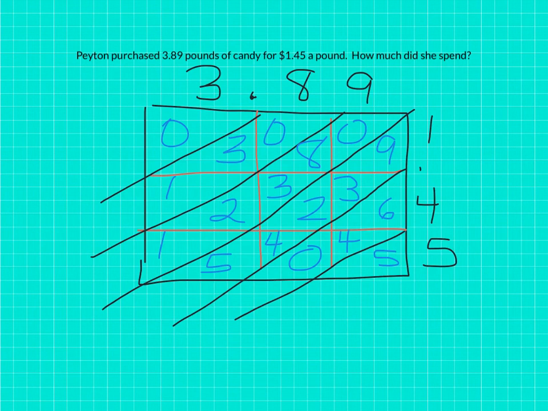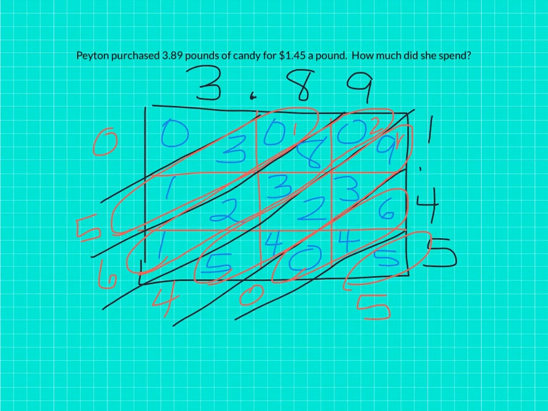So now I'm going to add along my diagonals. 5 plus nothing is 5. 6 plus 4 plus 0 is 10. Put down my 0. Carry my 1. 5 plus 4 is 9. Plus 2 is 11. Plus 3 is 14. Plus 9 is 23. Plus 1 is 24. 1 plus 2 is 3. Plus 3 is 6. Plus 8 is 14. Plus 0 is 14. Plus 2 is 16. Put down my 6. Carry my 1. 1 plus 3 is 4. Plus 1 is 5. Don't need anything there. I can put my 0 if I like.